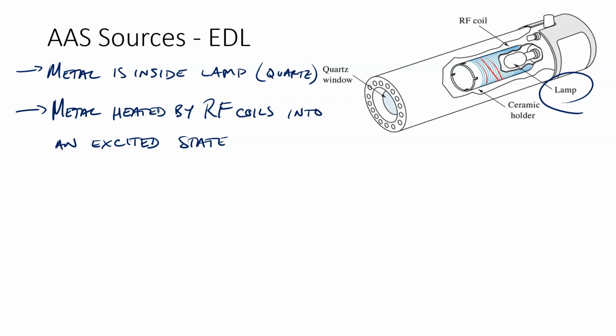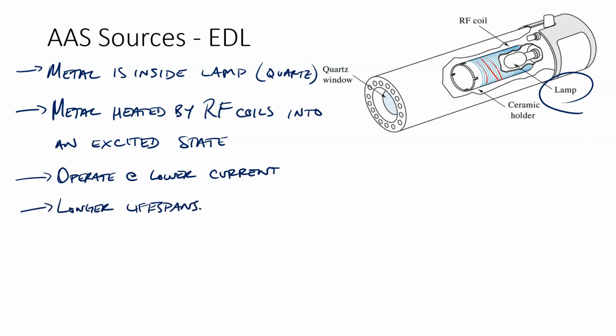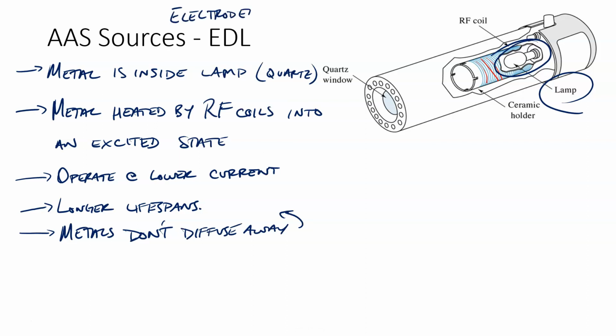Because we don't have to apply electricity, a benefit of these EDLs is that they operate at lower current and therefore tend to have longer lifespans. Another benefit is that because all of the metal is trapped inside this little quartz bulb at the base of our EDL, the metals don't diffuse away. And so that also gives us a longer lifespan. EDL, sorry, I didn't mention that, is electrodeless discharge. So no electrode, it is just heated by the RF coil.